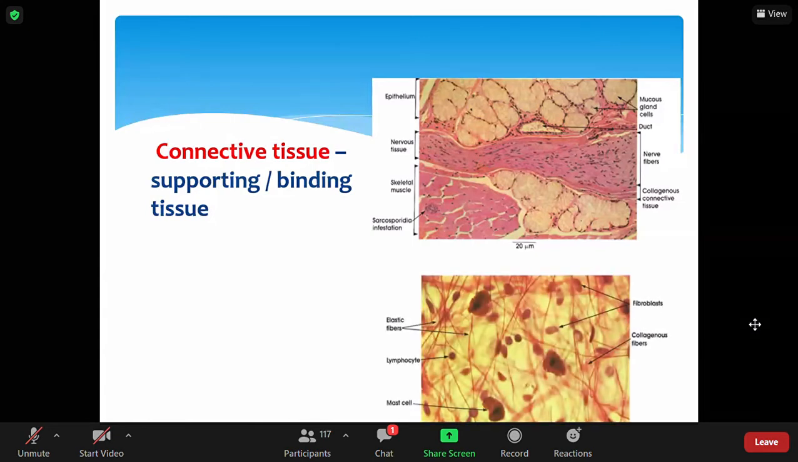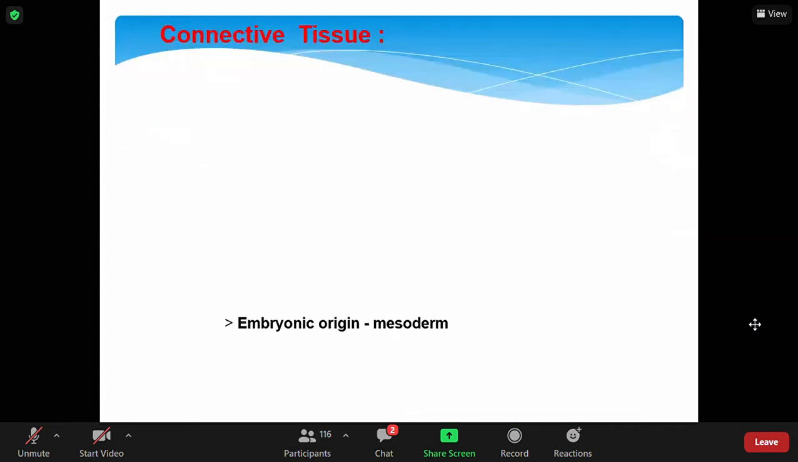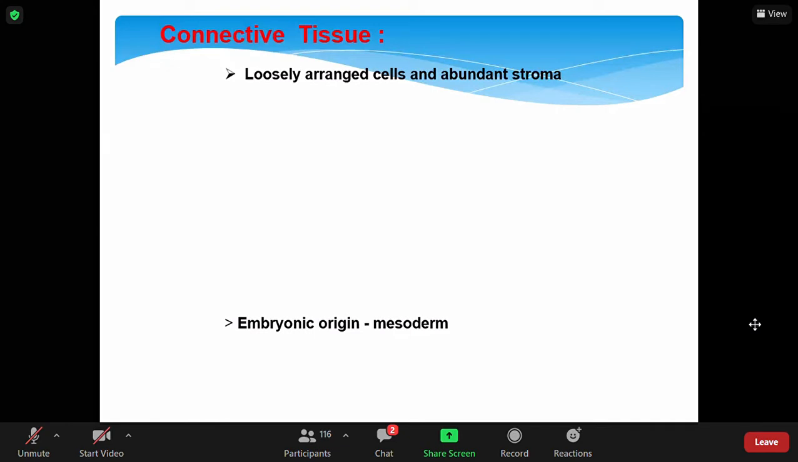Here you will see the characteristics of your connective tissue. You have plenty of cells here, plenty of fibers here, and you have the space, the ground substance. So we'll go into the details of it later. Okay, so when you see a connective tissue, it's loosely arranged cells with abundant stroma. Loosely arranged cells and abundant stroma.